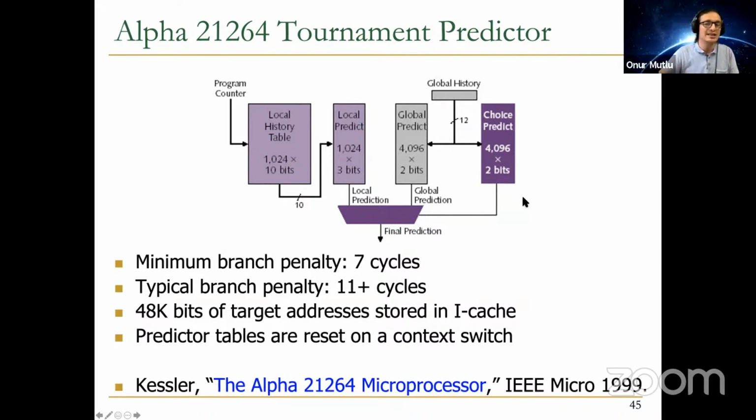Essentially, you need a different mechanism to decide what predictor to use. And this is trained based on which predictor makes the correct prediction or the wrong prediction. So you need to update in a different way, essentially. Okay, so hopefully this gives you an idea of the complexity of existing branch predictors. And this is not where we ended. Remember, this is the 1990s. We're going to talk about the 2000s and later.